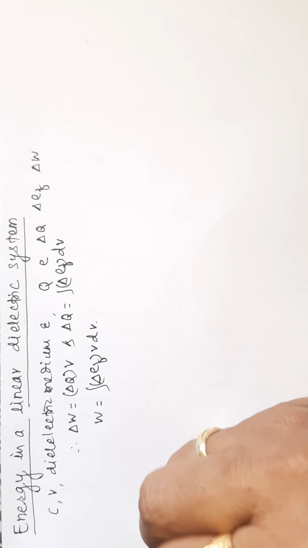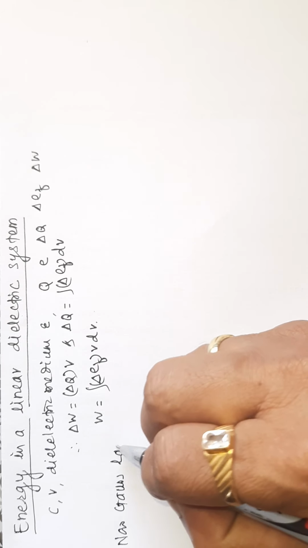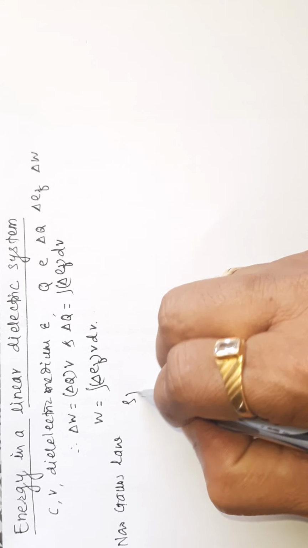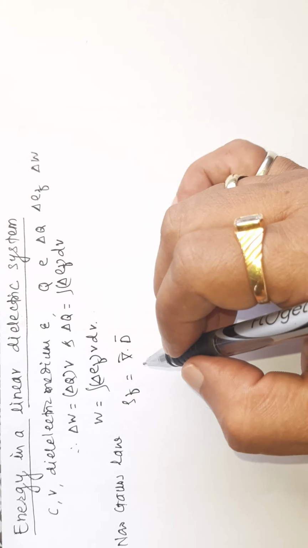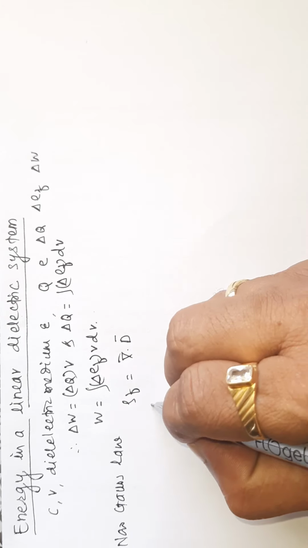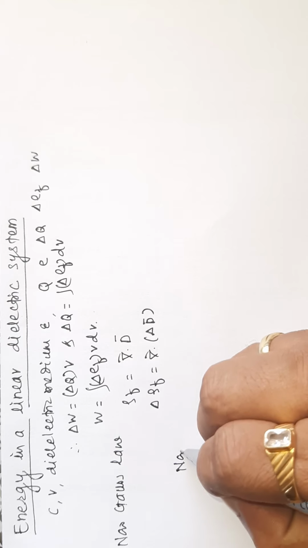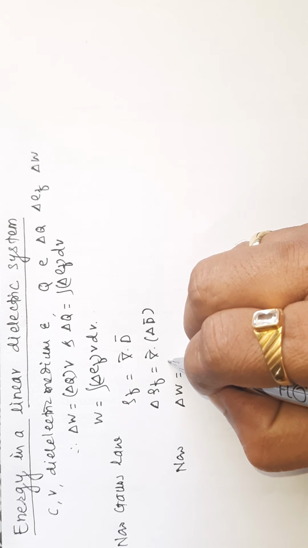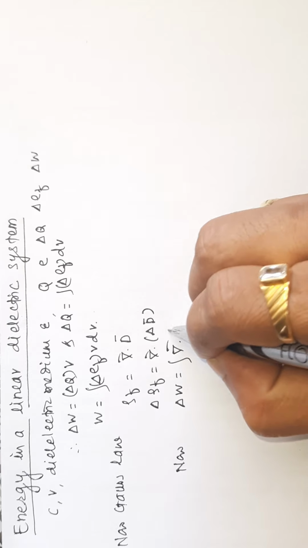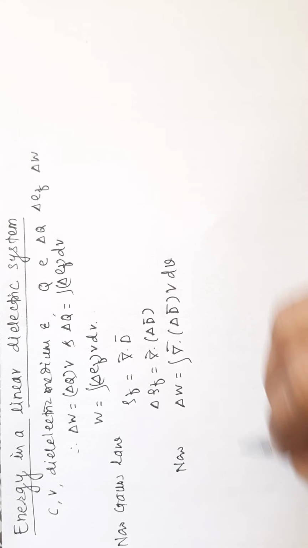Now from Gauss law, we can apply it to this equation. Rho f is equal to del dot D bar, the displacement vector. So the earlier equation becomes the integral of del dot delta D bar times V dV.